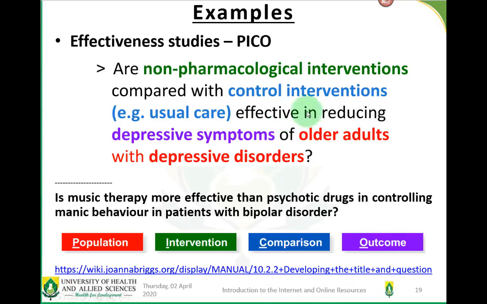But I believe there's something wrong here. I think the outcome that we are looking for is reducing depressive symptoms. That should be the outcome. So reducing should have been part of this color code. I think that was a mistake.